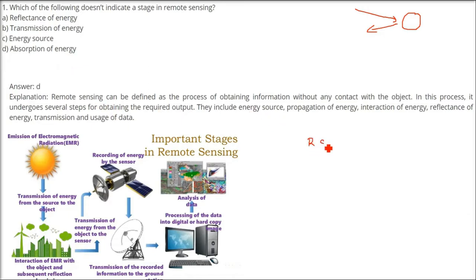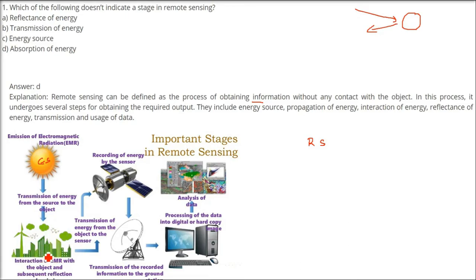It's not here, because remote sensing is the process of obtaining information without any contact with the object. So it has several steps because we need certain output. We start with an energy source. For example, let us take the sun as the energy source. The transmission is going on. That is, whatever energy the sun has, the energy is transferred or sent or it travels.